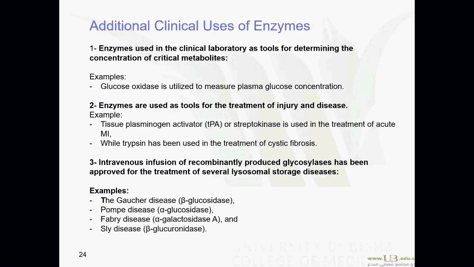So some other type of the enzyme clinical use includes glucose oxidase, which is utilized for the measurement of the plasma glucose concentration or the glucose concentration. And the other examples, the use of the enzymes as a tool of treatment of the injuries. For example, tissue plasminogen activator or the streptokinase is used in the treatment of the acute myocardial infarction and so on. So these are examples of some enzymes that can be used in the genetic engineering to treat some of the lysosomal storage disorders, and these are the examples.